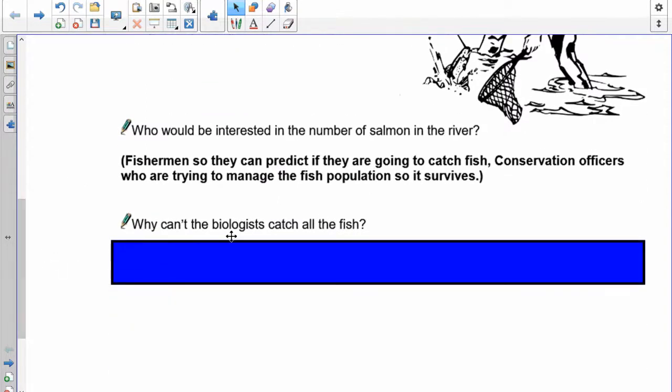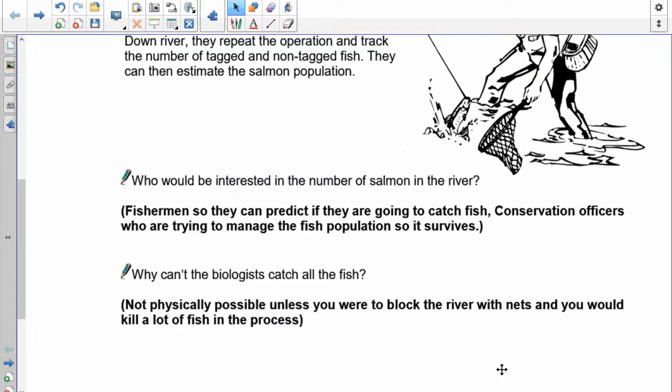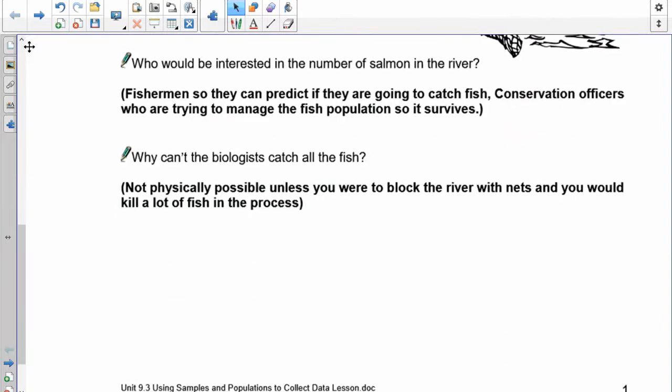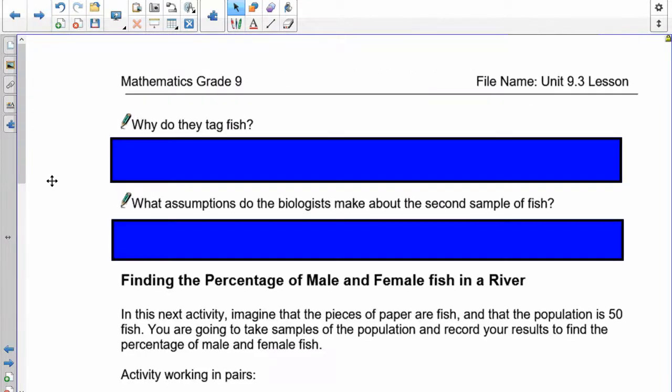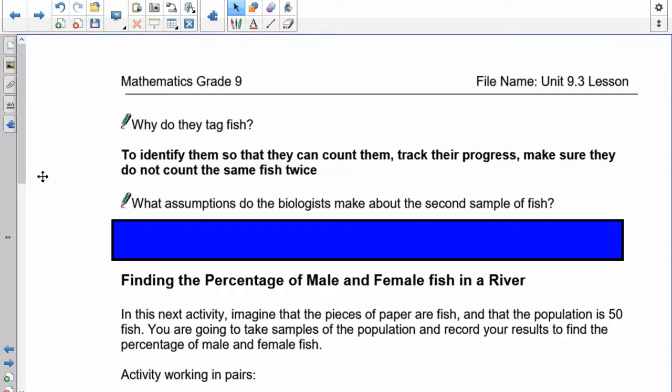Now, why can't the biologist catch all the fish? The reason is it's not physically possible unless you're going to block the river totally with a net, and you'd end up killing a lot of fish in the process. Now, why did they tag the fish? They want to make sure that they don't count the fish twice. When they're marked, you can count them once and then release them again.